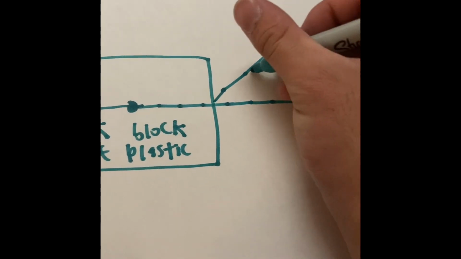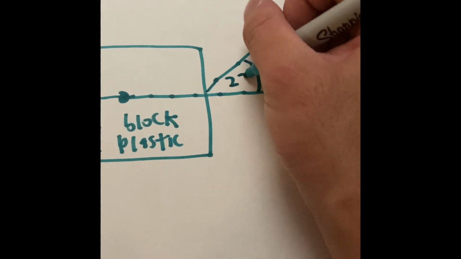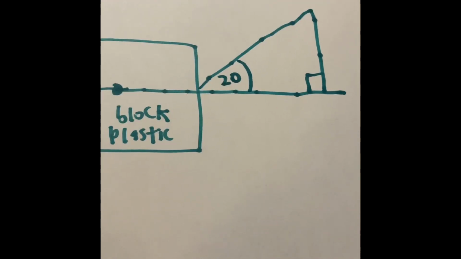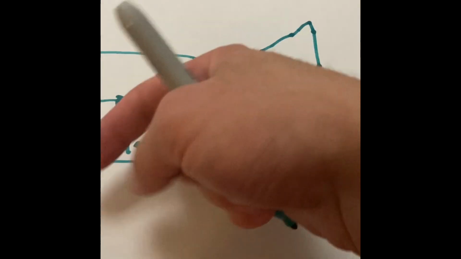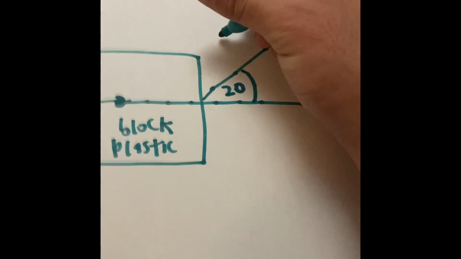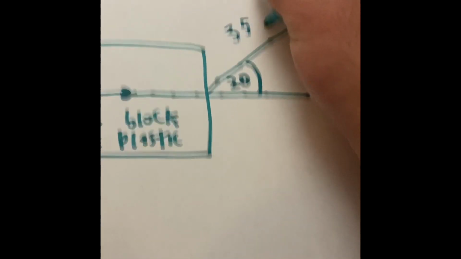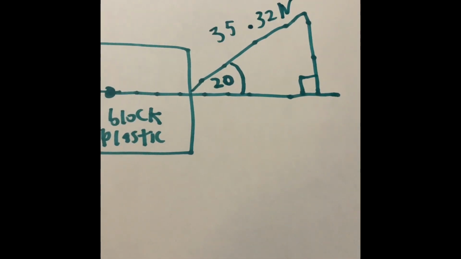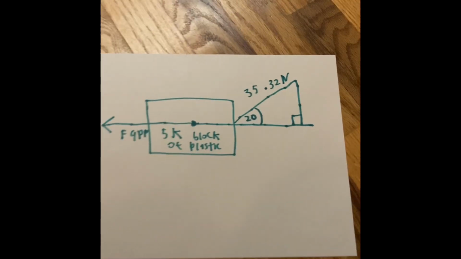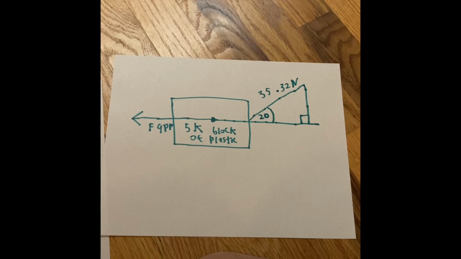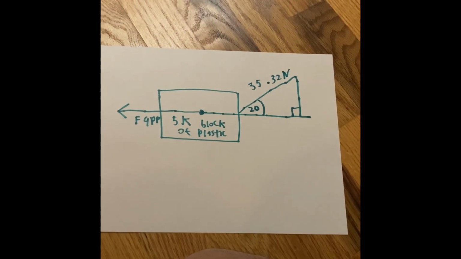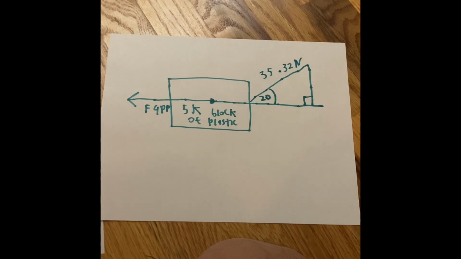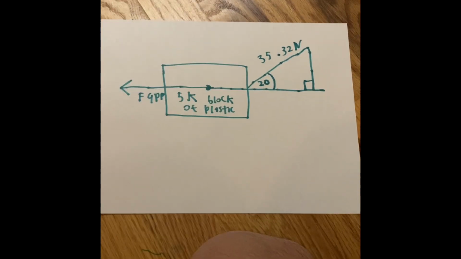Let's say your arm is 20 degrees from the top, and your force pushing on the block this way is going to be 35.32 newtons. Let's see what happens. So you're trying to push a block to the left with 35.32 newtons at a 20 degree angle. How are we going to solve that problem?